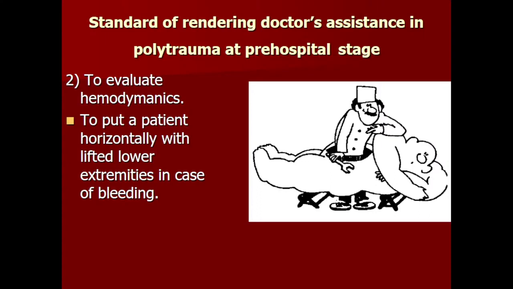They evaluate hemodynamics. To put a patient horizontally with a lifted lower extremity in case of bleeding. It's a dry hemotransfusion. If you lift the lower extremity, you may shift a volume of blood to vitally important organs of 1 to 1.5 liters. If you lift the upper extremity, it's maybe half to 1 liter shifted to vitally important organs.